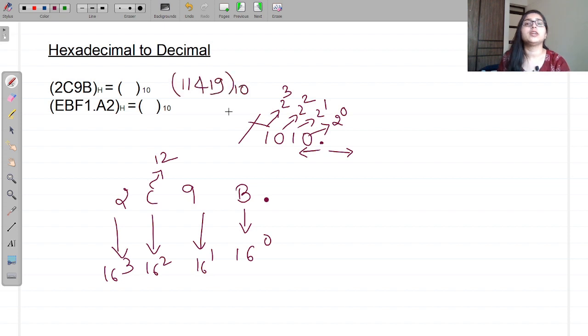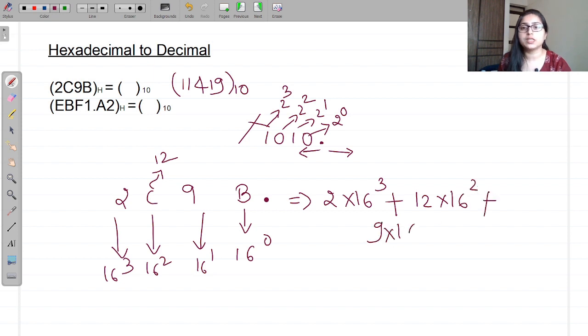11419. This is your decimal equivalent. So this is 2 into 16 cube plus 12 into 16 square plus 9 into 16 plus 11 into 1. Understood, right? How to do? Multiply, add. Multiply, add. Now in this question, you got the hexadecimal point. Now I said after the hexadecimal point, it will be negative powers. Okay, so now I will take it.